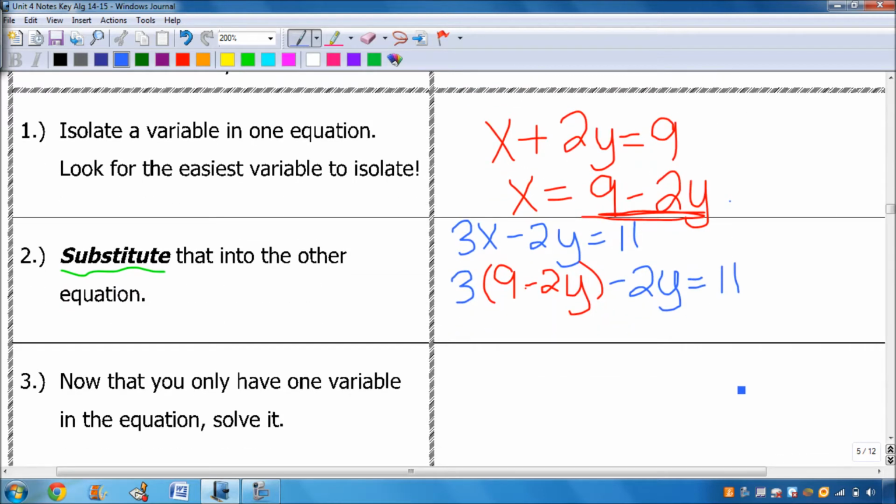Now if you notice, this equation had 2 variables. This equation only has 1 variable. Now it's so easy to solve. You know how to solve equations with just 1 variable in it. So let's go ahead and solve this equation.